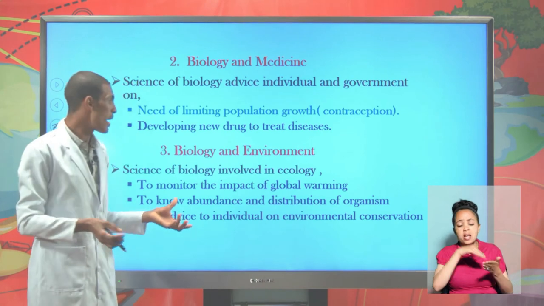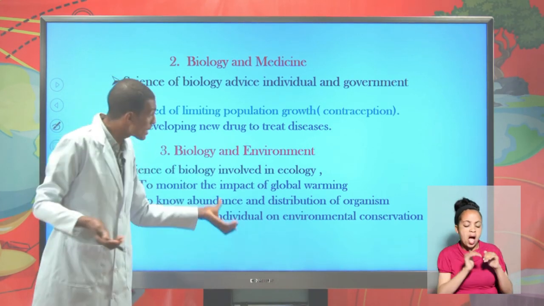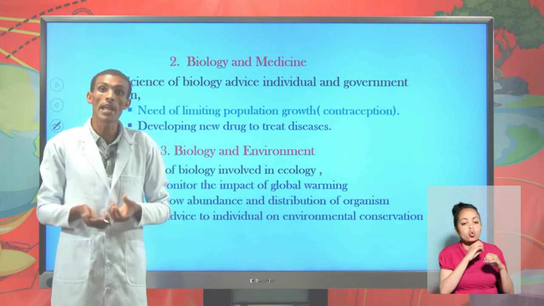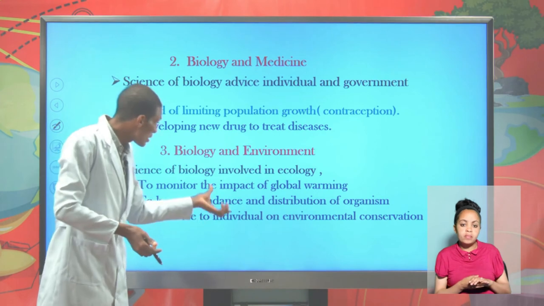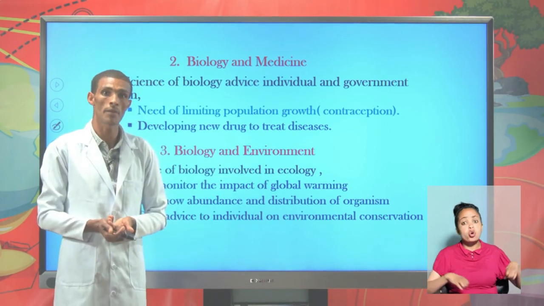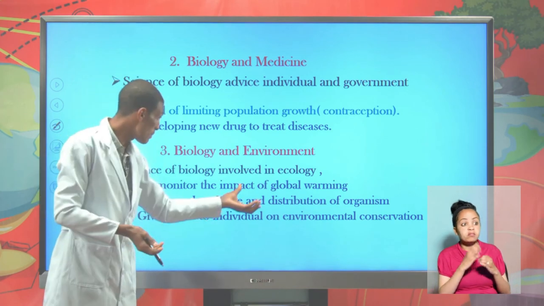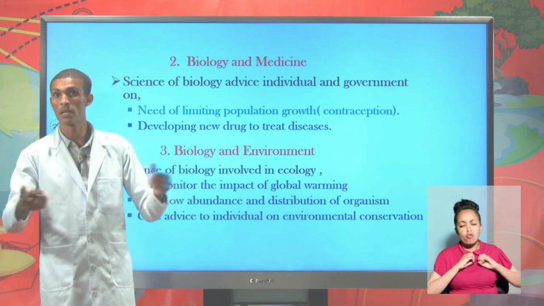Else, biology is very important in knowing how abundant organisms are and where they are distributed. Seeing the distribution and abundance of organisms in an ecosystem can be dealt with by biology. So biology is very important in dealing with the abundance and distribution of organisms in our ecosystem.